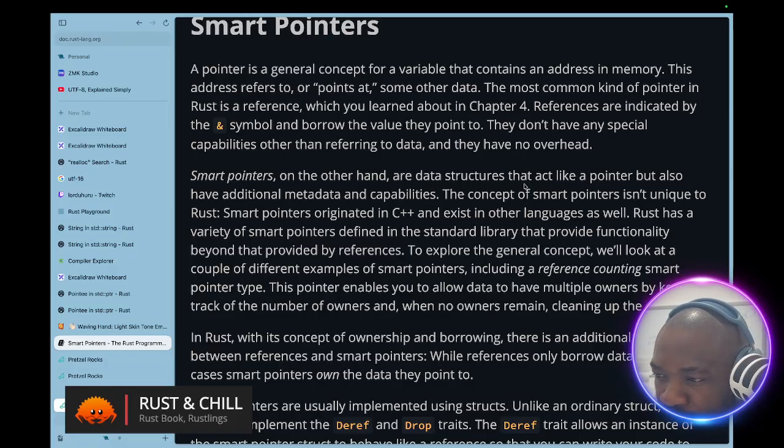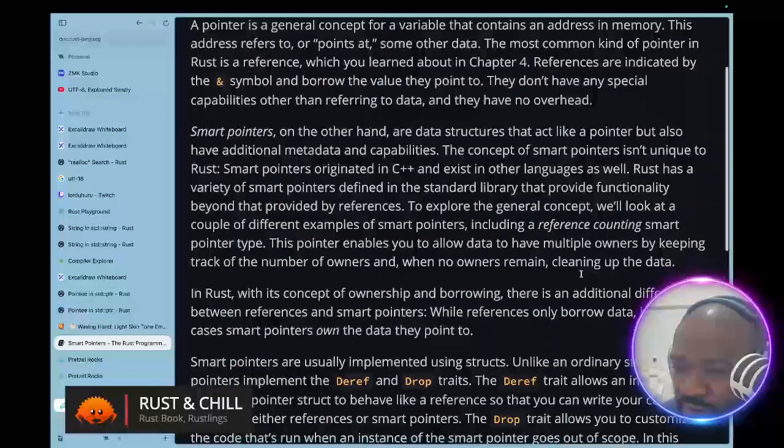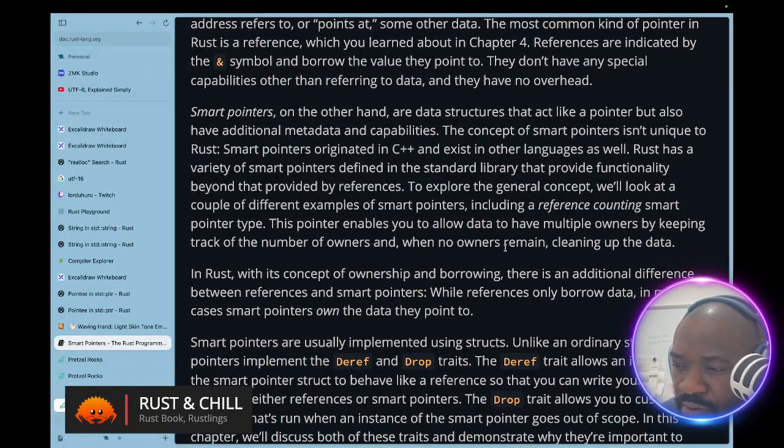The concept of smart pointers isn't unique to Rust. Smart pointers exist in other languages. Rust has a variety of smart pointers in the standard library that provide functionality beyond that provided by references. Okay, so they have extra metadata and capabilities, including the reference counting smart pointer type. This pointer enables you to allow data to have multiple owners by keeping track of the number of owners, and when no owners remain, clean up the data.